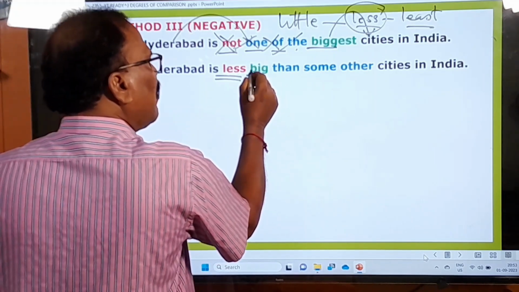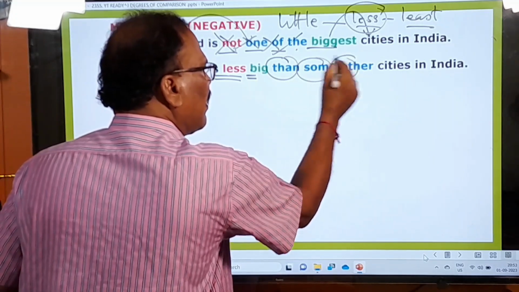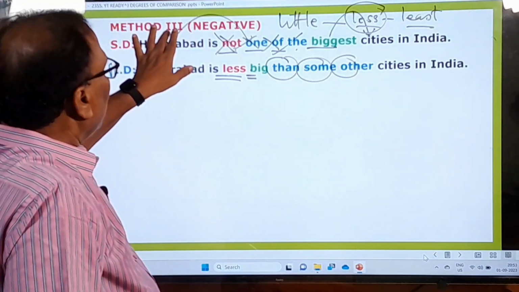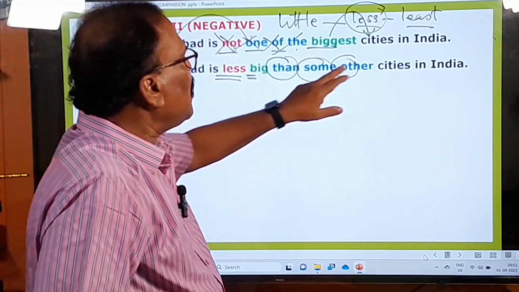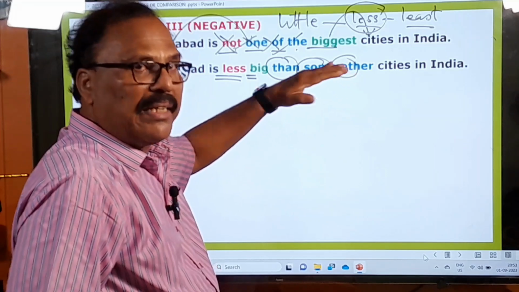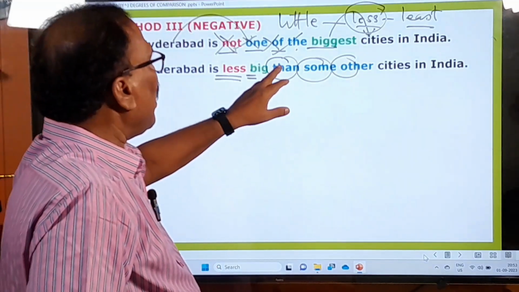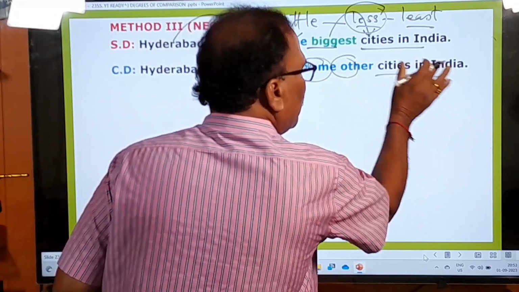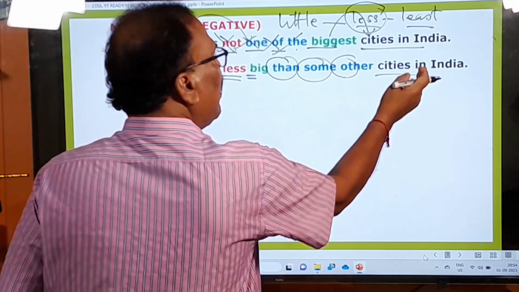And after big, after this adjective, what should we use? Than some other. These 3 words you have to use. In the earlier method 3, positive method 3, we have used than most other or than many other. That was the thing we used in the method 3. But in the negative method, we are using than some other. Okay, this remaining sentence is written as it is, right? And now what is the meaning of this?